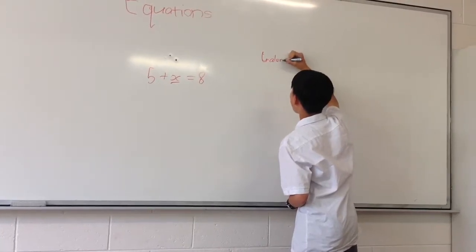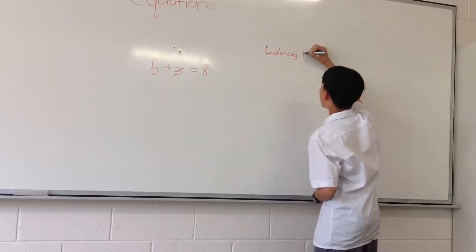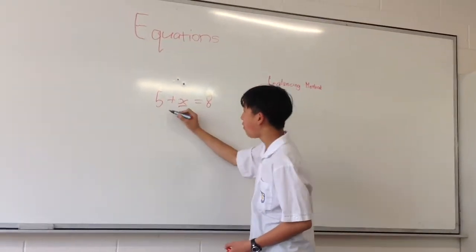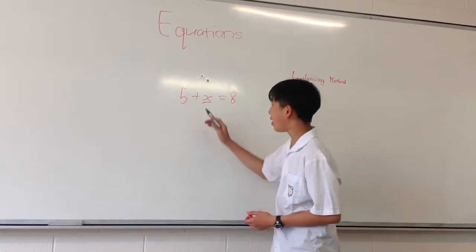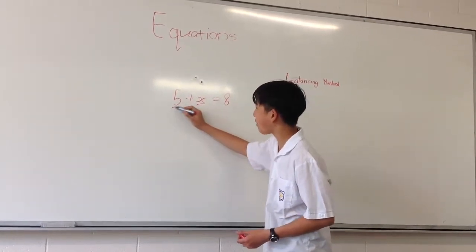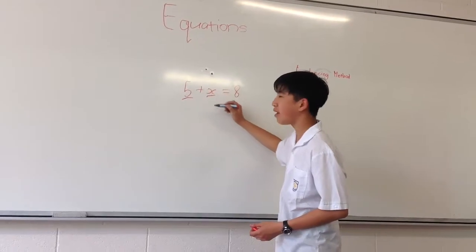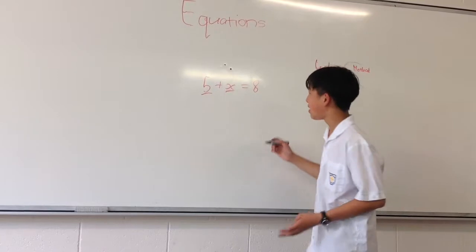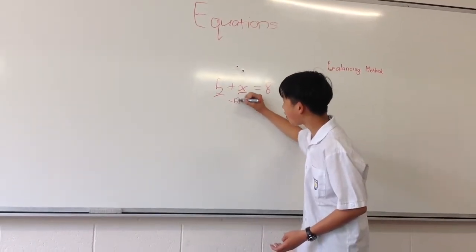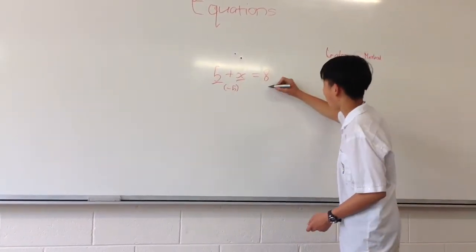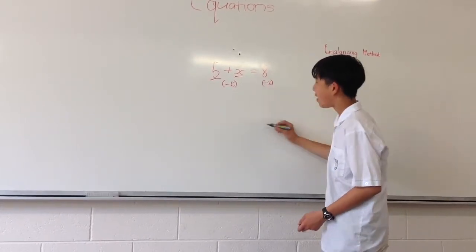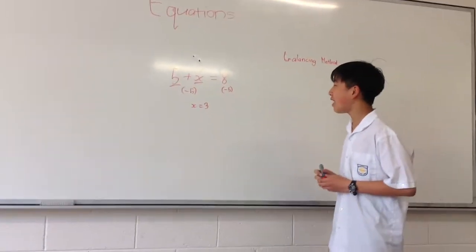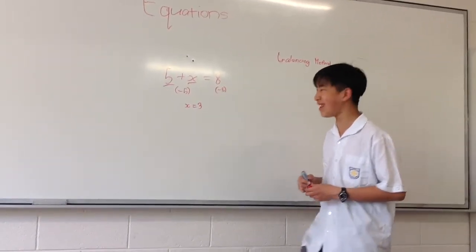balancing method. This is where you take away the number that isn't a pronumeral, like in this case 5, take it away from this side, and you have to add it onto this side to keep it balanced. So, to do that, we minus 5 from both sides, because this is a positive 5. Now that makes x equals 3. That's how you find out that sort of equation, which is a linear equation.